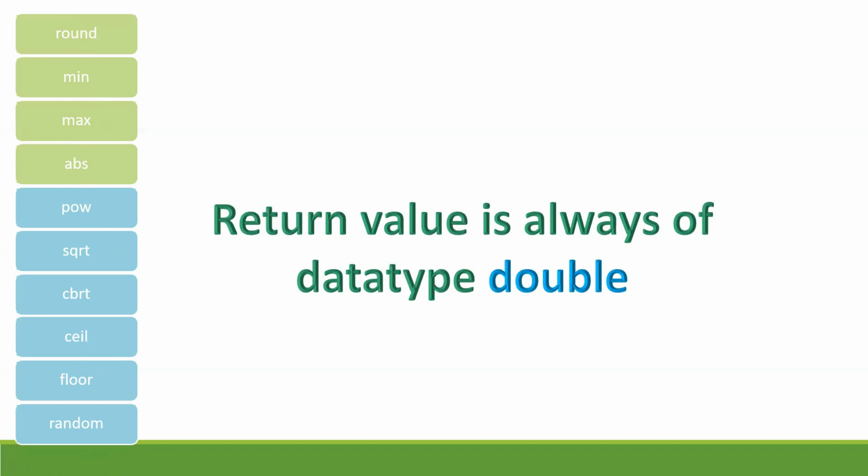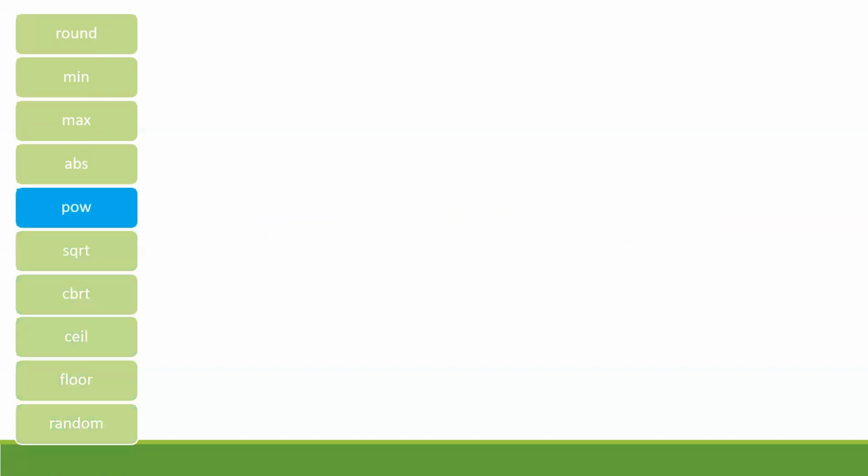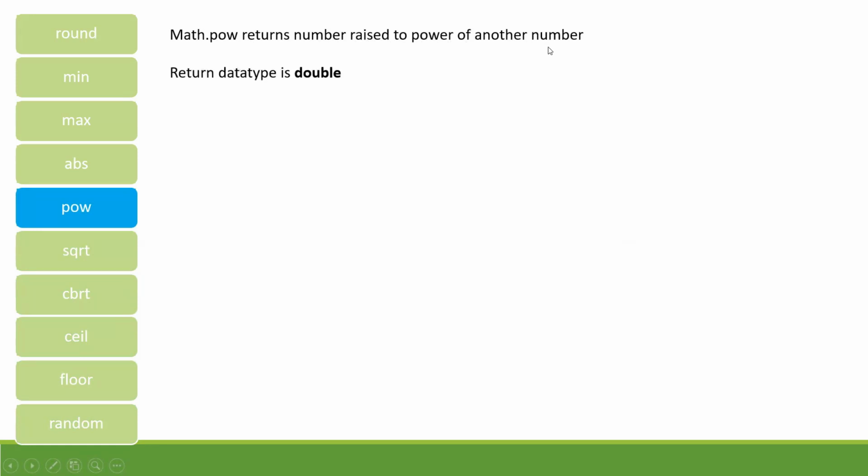Okay. So let's start with the first one, math.pow. Math.pow actually stands for math.power, which returns a number raised to the power of another number. The return data type, as I mentioned, is going to be double for these 6 methods. The syntax is math.pow, and it takes 2 parameters: the base value and the exponent value. Okay, so let's look at the example.